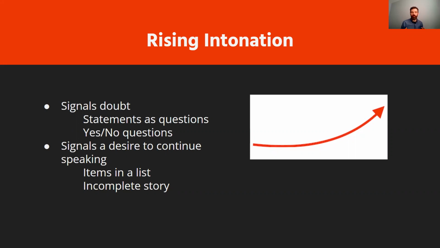Now, another feature of the rising intonation pattern, or another use of it, is to show that the speaker wishes to continue speaking. They're not finished yet. So we will do this often with lists. When you're listing many things, you use a rising pattern to show that the list is not finished. We need to keep going until you get to the end, and then you drop.